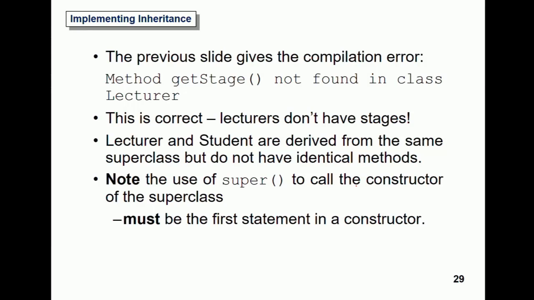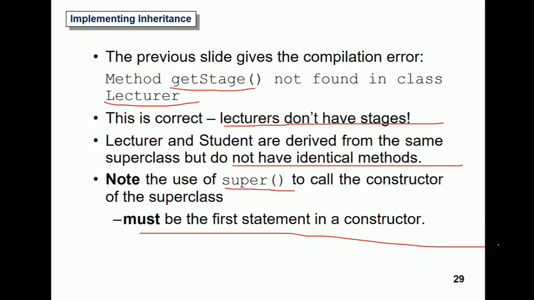So this is just going over what I just said. The previous slide gives a compilation error. The method getStage is not found in the class lecturer. This is correct. Lecturers don't have stages. Lecturer and student are derived from the same superclass, but do not have identical methods. So note the use of super to call the constructor of a superclass, and super must be the first statement in a constructor. So you have to put that as the first statement.